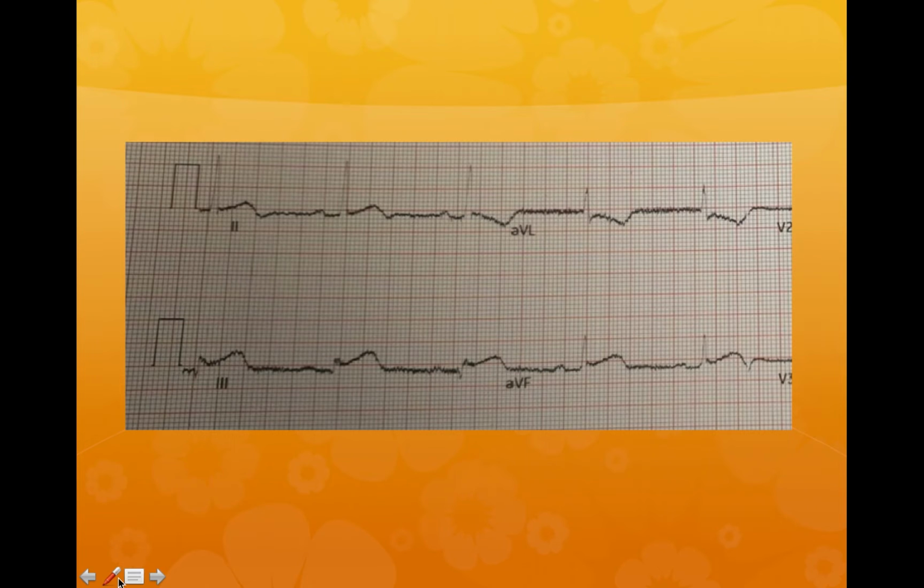So now let's look at an example. Here I'm showing you leads 2, 3, and AVF. There's also AVL there. But 2, 3, and AVF are the inferior leads. And if you look in lead 2, maybe some subtle ST elevation, but definitely in lead 3, you can see here, and lead AVF, we've definitely got some ST elevation there. So this would be an example of inferior ST elevation. And in this case, this was an inferior MI.